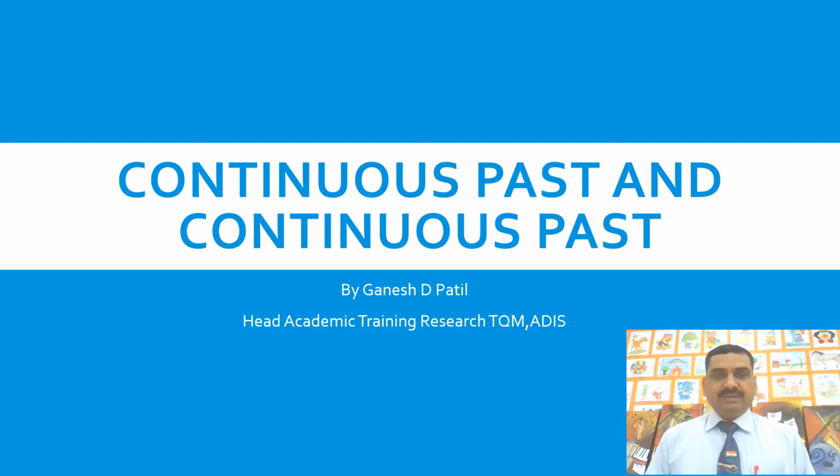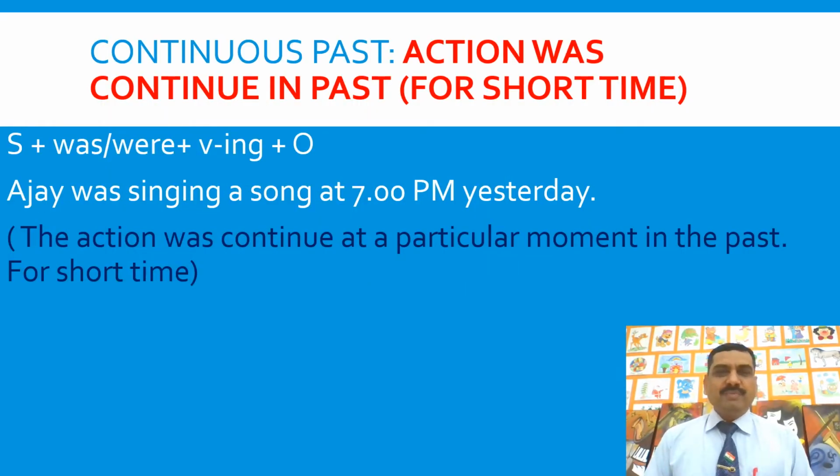Today, we are going to discuss the difference between continuous past and continuous perfect past. Continuous past shows that an action was continued at a particular moment in the past. It takes subject plus was/were plus verb plus ing plus object.